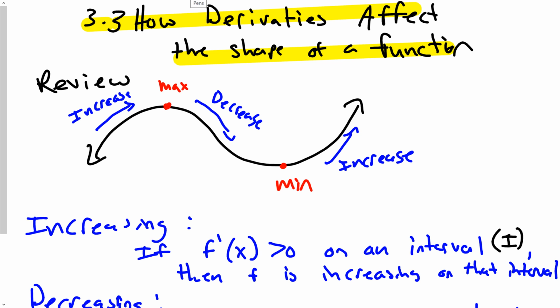This is 3.3. We're going to look at derivatives and how they affect the shape of a graph. So we graphed in pre-cal. We found our x-intercepts, so we're going to do that same thing. And when we found our x-intercepts in pre-cal, we had a line.